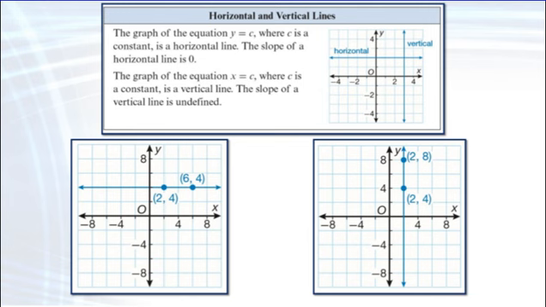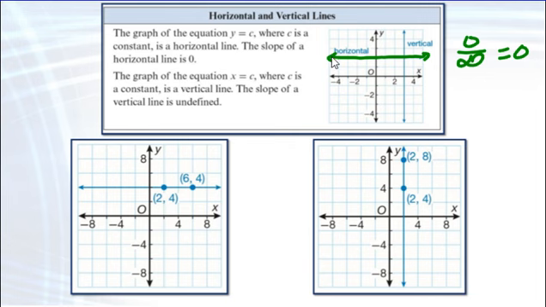Next one, we got horizontal and vertical lines. The graph of the equation y equals c, where c is the constant, is a horizontal line. The slope of a horizontal line is 0. Remember with the Mr. Slope guy, horizontal, this is the mouth part of Mr. Slope guy, and we had the 2 zeros at the end, so it's got a slope of 0. There is no rise because the rise would be 0. The run is infinite. So it's always going to have a slope of 0.